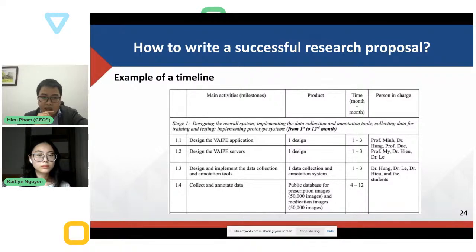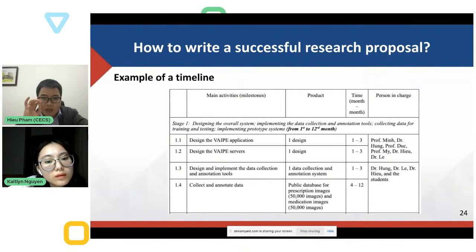This is an example of a timeline, right? We have a project, and we try to divide the project into some main activities, which we call milestones. First, we design this, then we design that. We design, implement, and collect the data. It starts here; we call it an activity. The outcome will be, you need to specify the outcome for each activity and the allocated time for each activity. This is a very simple example of a timeline.